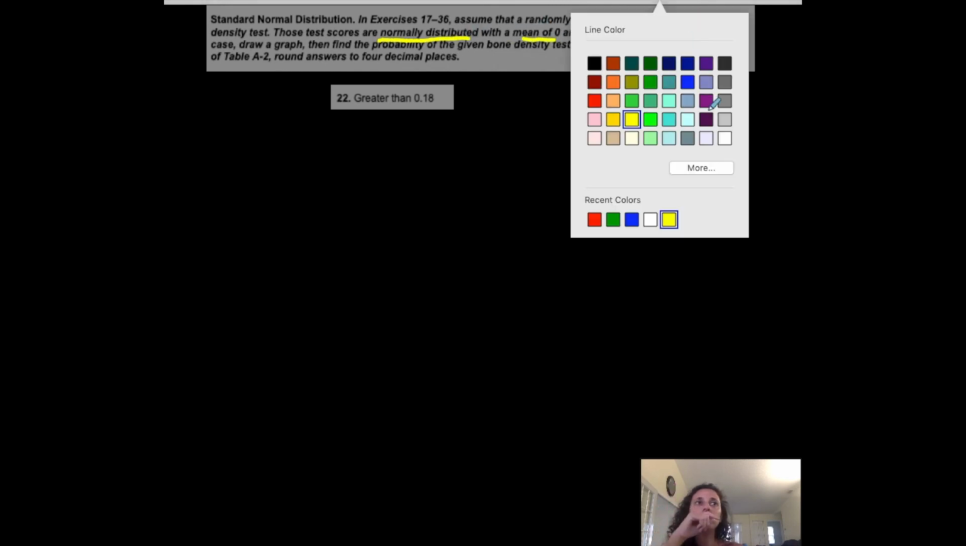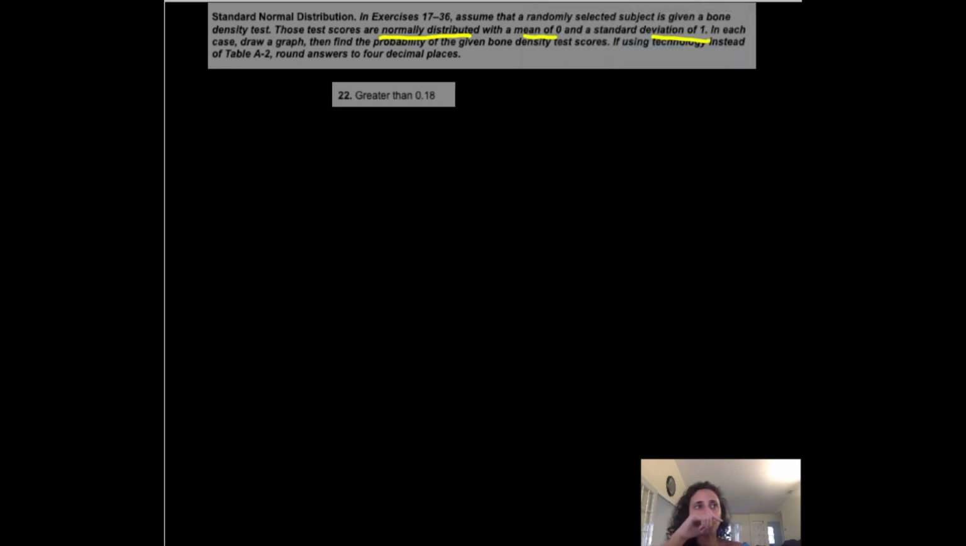Let's say I'm not given the pretty picture. Let's say I'm given something like this: standard normal distribution. Let's assume that I don't know that I'm on a standard normal distribution curve. I am not told that. I'm told this: assume that a randomly selected subject is given a bone density test. Those scores are normally distributed with a mean of 0 and a standard deviation of 1. Just based on that alone, I'm normally distributed with a mean of 0 and a standard deviation of 1.